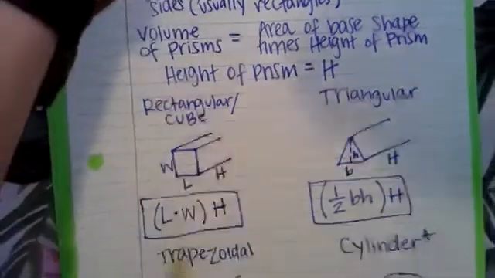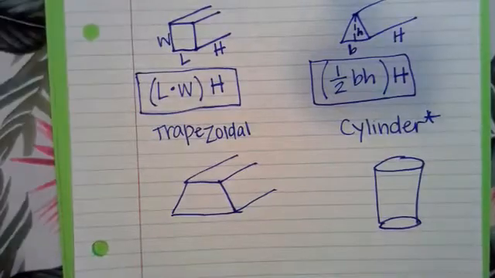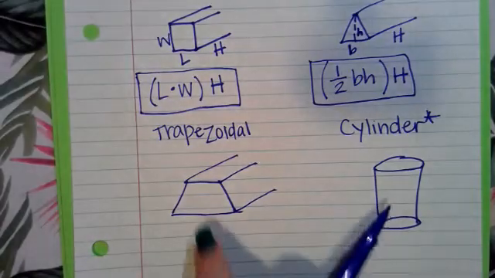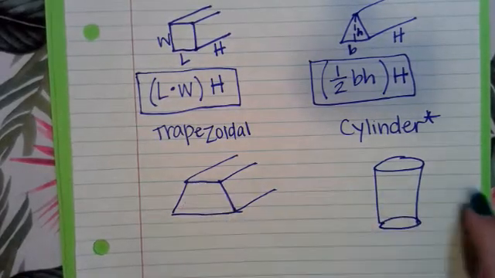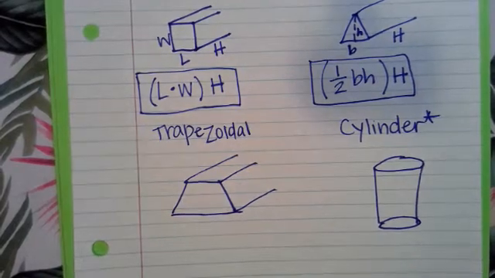So let's look at the last two. You can pause right now if you want to see if you can guess or figure out what the formula is. If you remember what the area for a trapezoid is, and if you remember the formula for the area of a circle, you can pause it and see if you can come up with the formula.